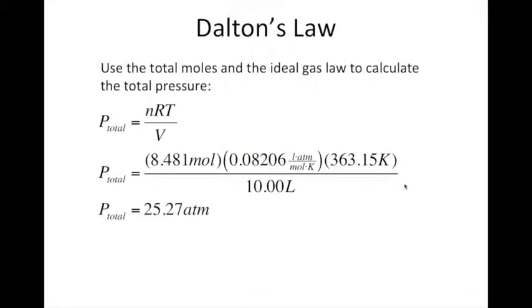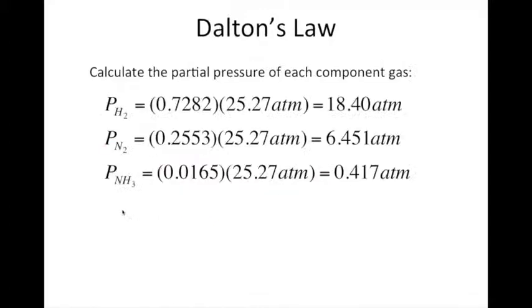Now, there is another way that you could have done this. You could have taken the number of moles of, say, nitrogen and plugged it in here, and that would have given you the partial pressure of nitrogen. And then taken the number of moles of ammonia, and plugged that in to calculate the partial pressure of ammonia. So you could have used PV equals nRT using the moles for each gas to calculate the partial pressure for that gas, and then added the partial pressures together to get the total pressure. That's a perfectly acceptable way to solve this problem as well.